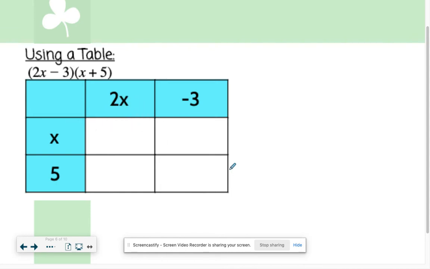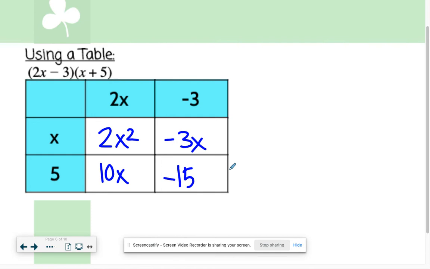think about it. So in this box, I'm going to take 2x times x and get what? 2x squared. Perfect. Now in this box beneath it, 2x times 5. 10x. Beautiful. Okay, let's go over here. Negative 3 times x. Negative 3x. And then negative 3 times 5.